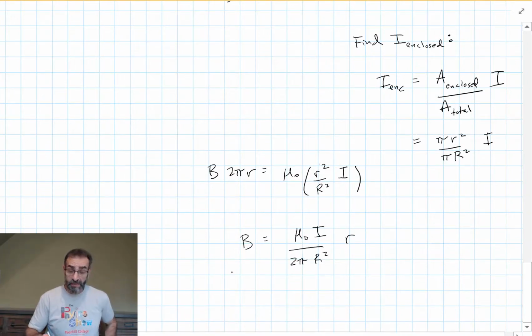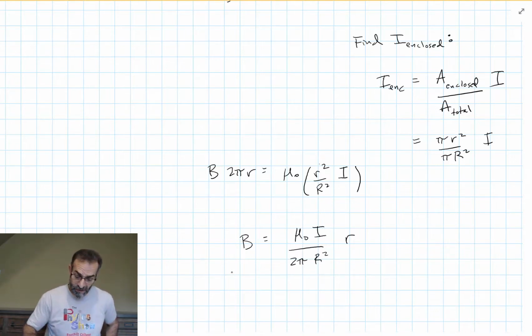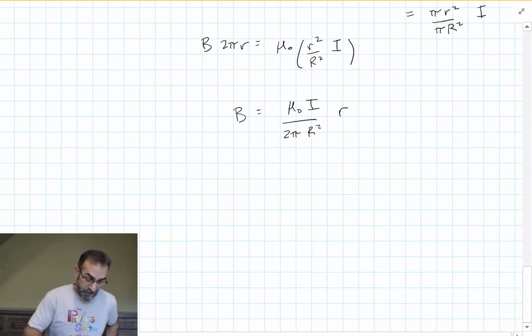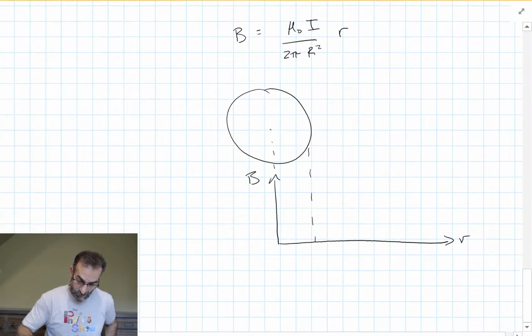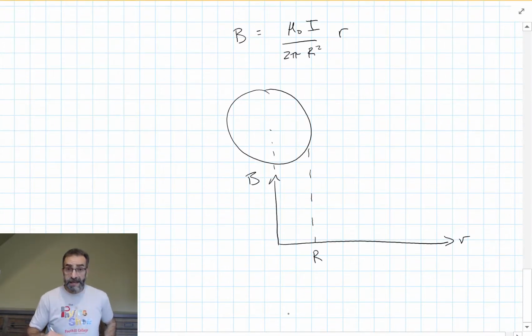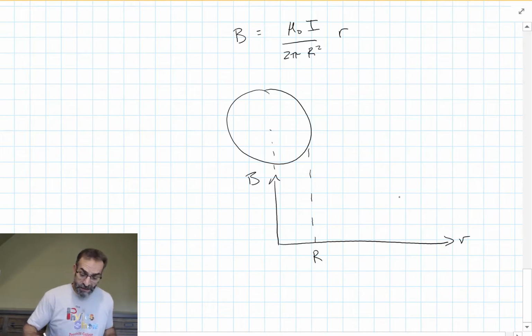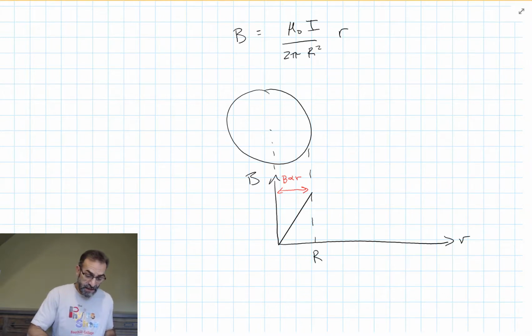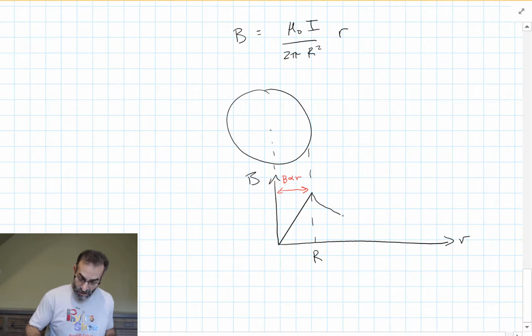So the magnetic field is proportional to r inside of the wire. If we were to plot that, here's our wire. That's the radius of the wire. So between 0 and the radius of the wire, the magnetic field increases linearly. B is proportional to r. It's linear in this region of space. Then it drops off as 1 over r as we move away.